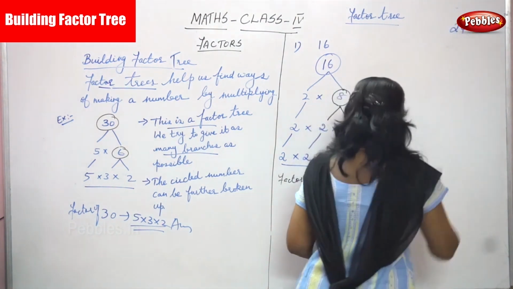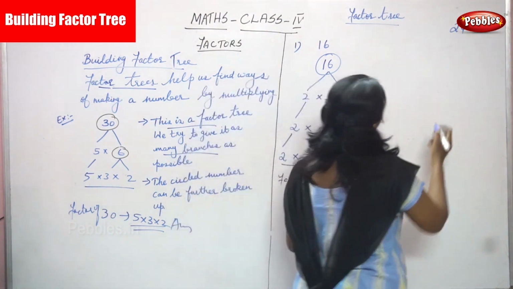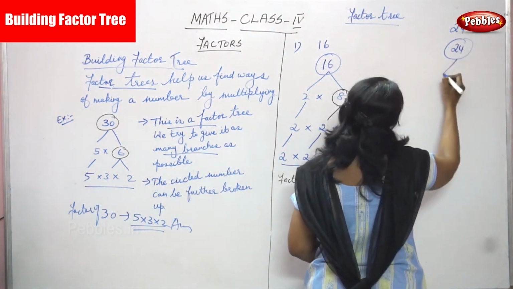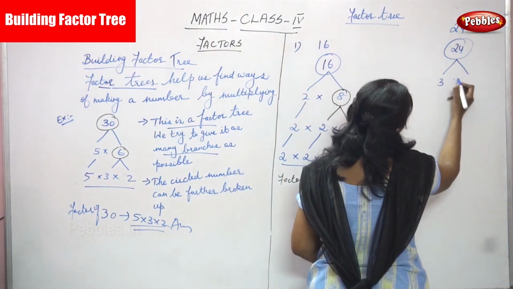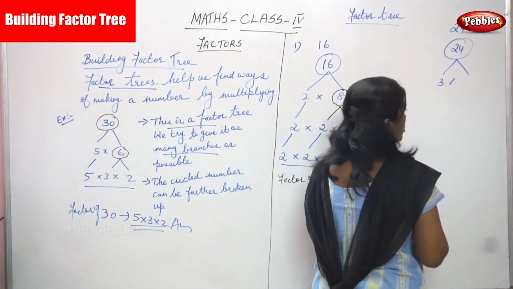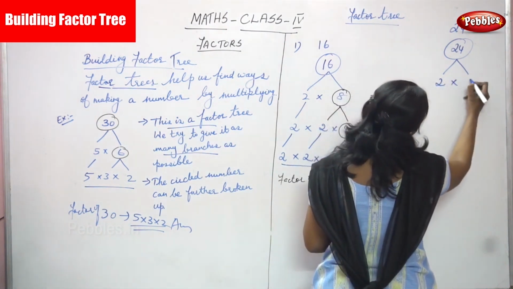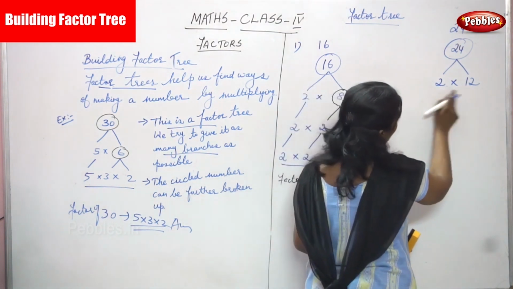So we are going to solve the sum of 24. So what are you going to do? 24, you have to circle it. Now you are going to find the factor of 24. That means I am going to write 3 into 8, or else 2 into 12, whatever it may be. First you will take the simple one, 2 into 12. Start with the very smallest number, 2 into 12.